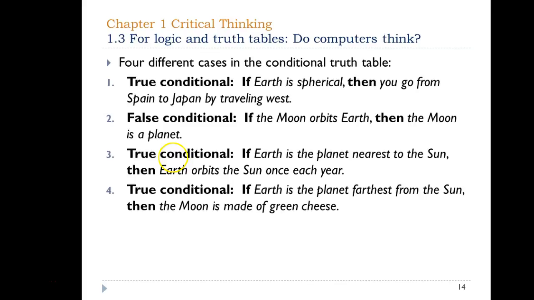False conditional. If the moon orbits Earth, then the moon is a planet. The moon orbits Earth is true. The moon is a planet is false. Therefore, the conditional is false.